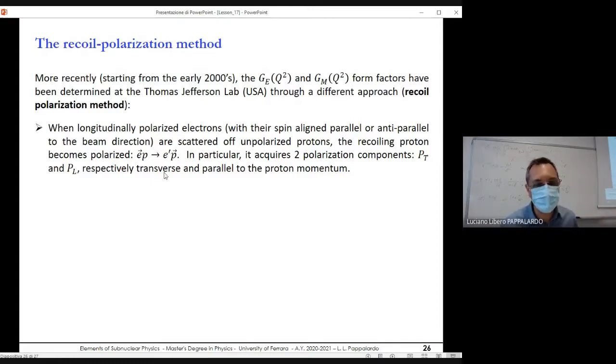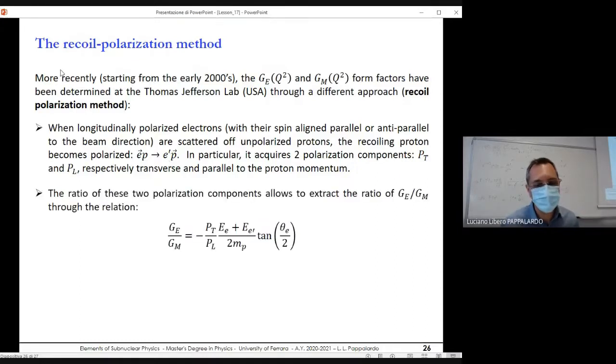And once you now calculate the cross-section for a polarized elastic scattering, it turns out that the proton, which is not polarized in the initial state, becomes polarized in the final state. So there is essentially a spin transfer from the beam to the target. And the proton acquires actually two components of polarization. One is longitudinal, so collinear with the direction of motion, and the other is transverse. So it acquires both components. And through this technique, one can measure the ratio between the electric and magnetic form factor by measuring the ratio of these transverse with respect to longitudinal polarization of the final state proton.